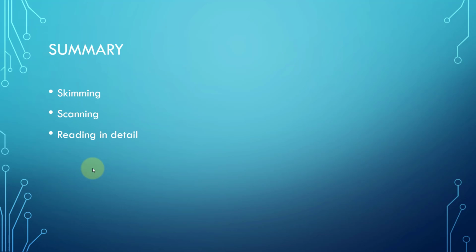So just to summarize, we've looked at 3 different ways of reading. Skimming, which is reading quite quickly to get the main idea. Scanning, which is looking for particular words and looking for them very, very quickly, maybe not even looking at the other words. And reading in detail. So reading in detail is when you read very slowly to try and understand all of the details.